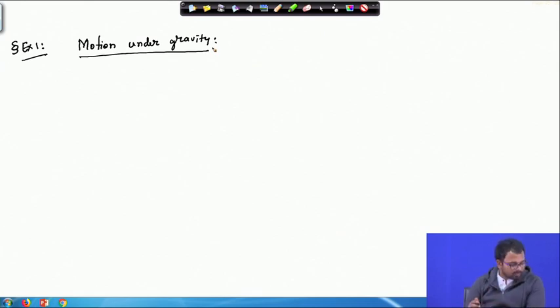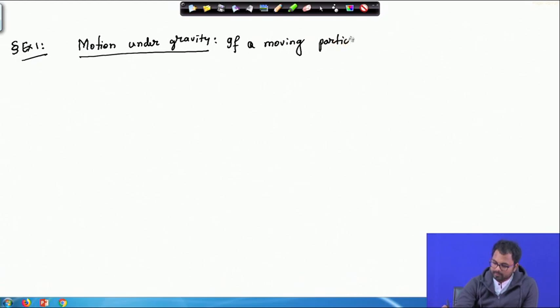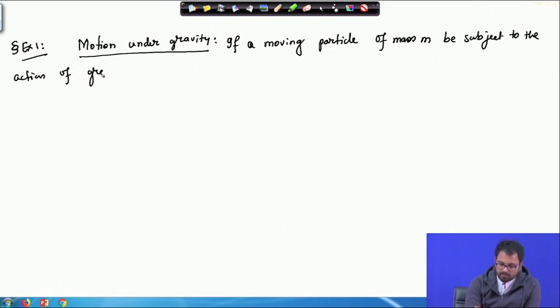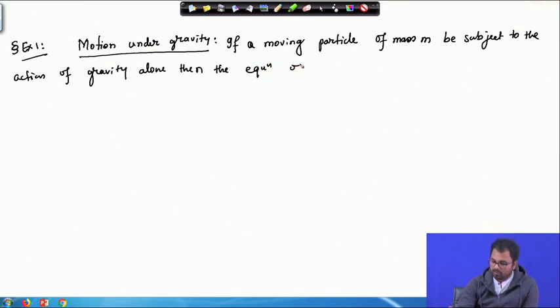So, suppose we have a moving particle of mass m subjected to the action of gravity alone, then the equation of motion of the particle.